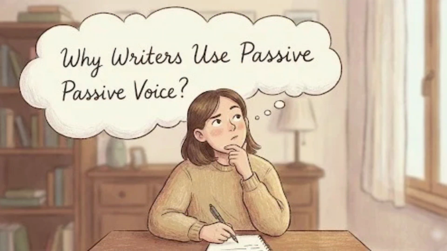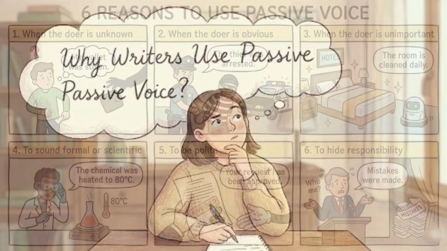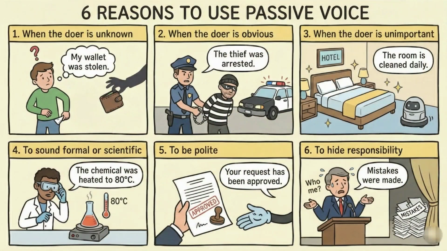Let me tell you a secret. Passive voice has a bad reputation, but it exists because writers need it. Here's why. 1. When the doer is unknown. Example, my wallet was stolen. You don't know who stole it. 2. When the doer is obvious. Example, the thief was arrested. Who arrests thieves? Police. The doer doesn't need mention.